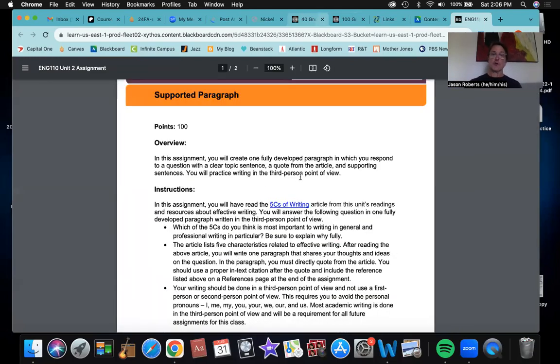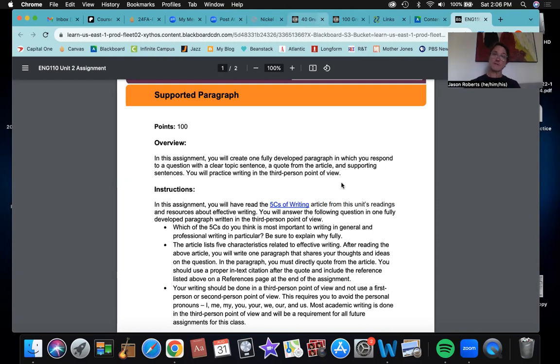So in this assignment, you'll create one fully developed paragraph, in which you respond to a question with a clear topic sentence, a quote from the article, and supporting sentences. And you'll practice writing in the third person point of view. So you have to have a quote from the article. You have to be writing in third person point of view.